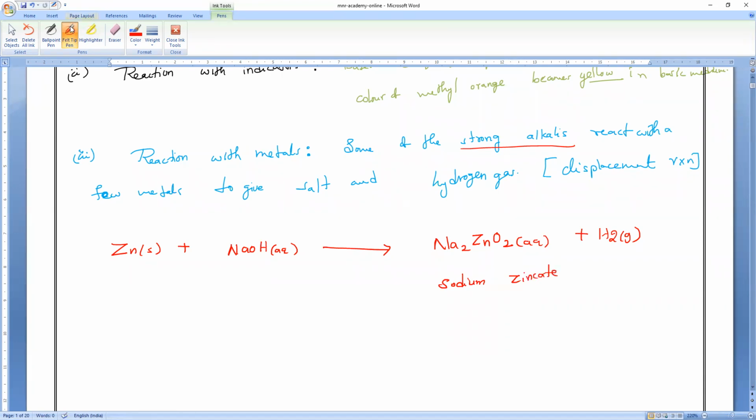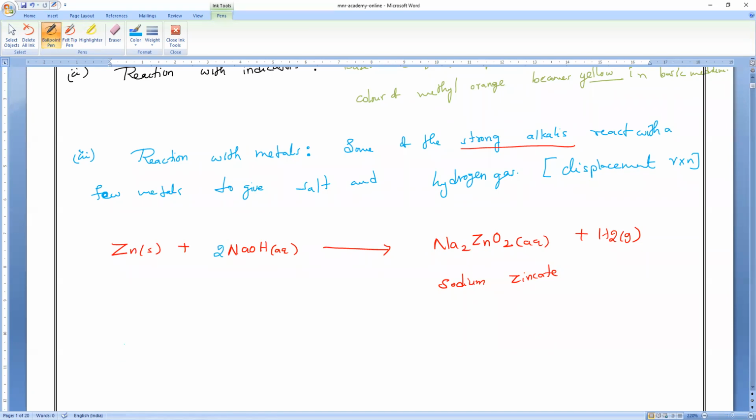Now balance it. It's very simple balancing. Here sodium is 2, but here only 1. So here I'll put 2, and it will be balanced. That's all. Clear? So this is one of the examples.